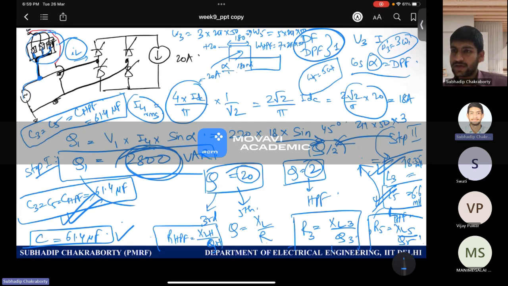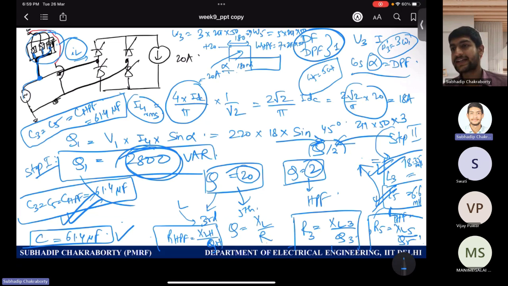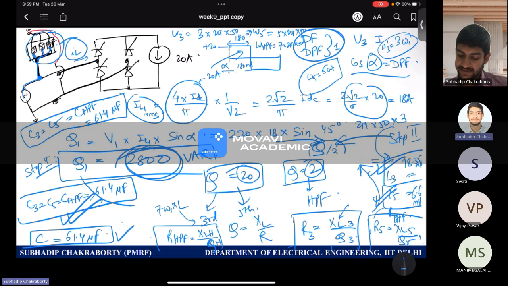So XLH you know, right? All the L values you know. What is XL? It is omega times L. So omega is 7 times omega 1. This is 7 omega 1 into L, this is LH. Then XL3 means 3 omega 1 into L3. And this is 5 omega 1 into L5.